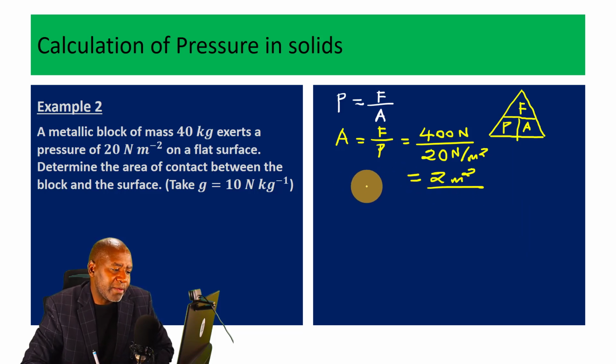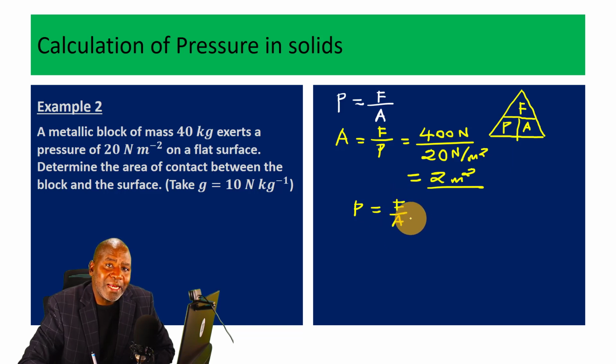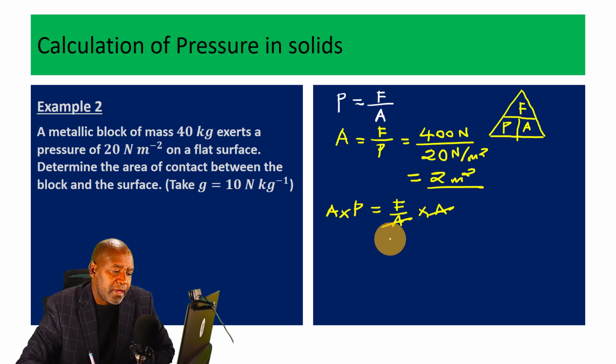Let me show you the other method of getting this area. When you are given this equation, which is pressure is equal to force over area, and you want to make area the subject, what you do is you multiply both sides by area, in which case this area disappears. And then from here, you make area the subject by dividing both sides by pressure.